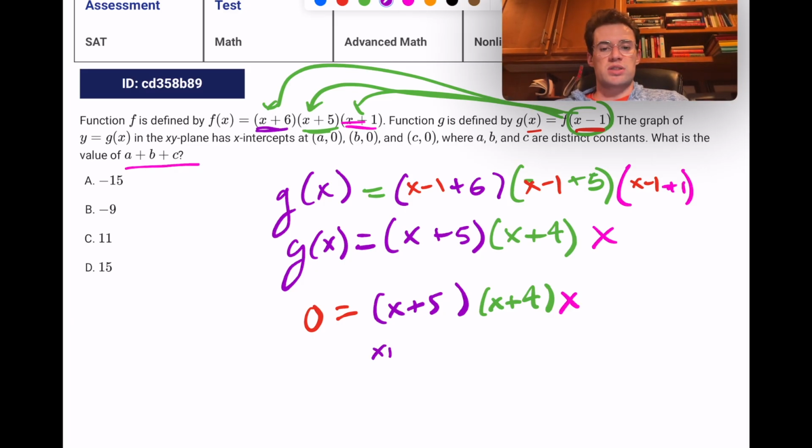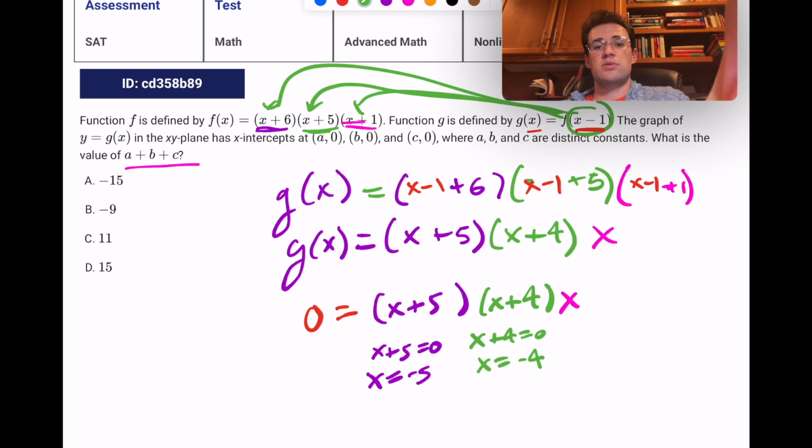So x plus 5 equals 0 when x equals negative 5. That's one of your answers. Then we've got x plus 4 equals 0 when x equals negative 4. And when is x equal to 0? I mean, when x is 0.